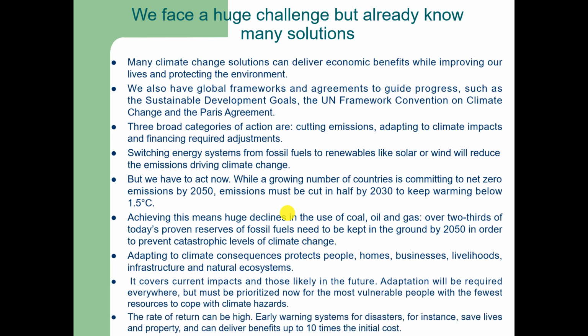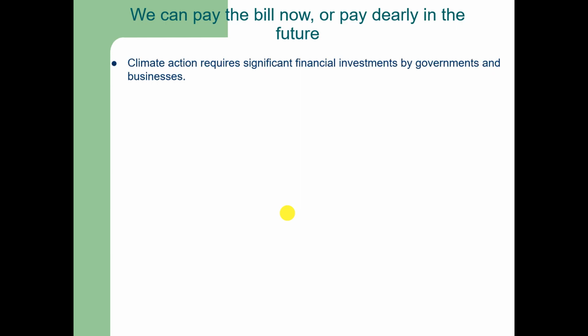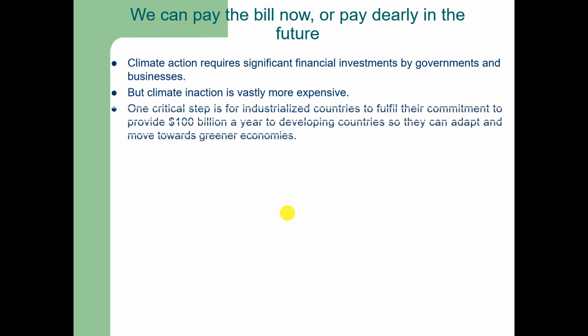Early warning systems for disaster, for instance, can protect lives and property and deliver benefits up to 10 times the initial cost. We can pay the bill now or pay dearly in the future. So there is a trade-off. Climate action requires significant financial investments by governments and businesses, but climate inaction is vastly more expensive. So we must take action now.